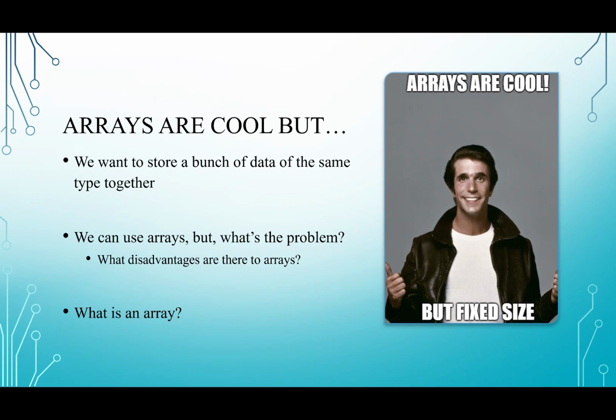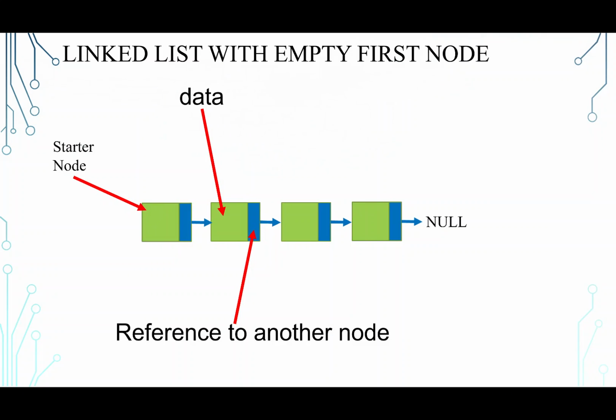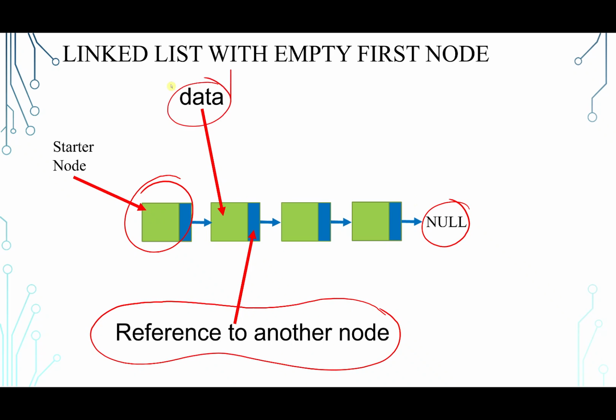The array is a collection in which you store a bunch of data of the same or similar type. Linked lists are going to be a dynamic collection. When I say dynamic collection, I mean you can add more data at any point of time, at runtime. The main structure of a linked list is that you have a starter point, you have a null pointer, and you always have a reference to the next node, and you would have data.